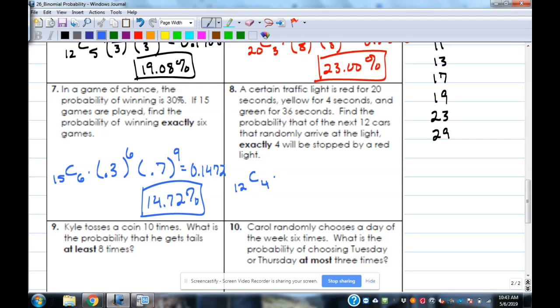What's the probability of it stopping you? What's stop in this situation? Red. Some people stop on yellow. Some people do the opposite of stop on yellow, which is floor it. So the probability of it being red is 1/3, 20 out of 60. Because if you total up 24 and 36 added together, 60 seconds is the cycle of the light, is what they're saying there.